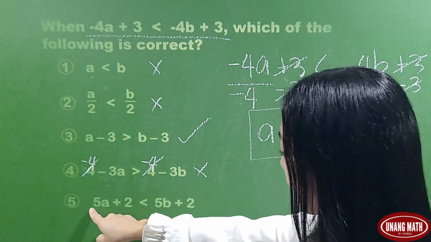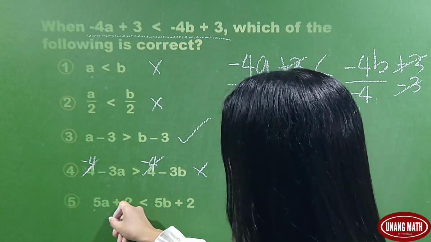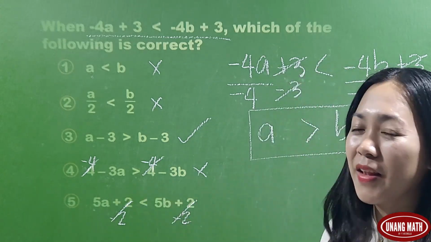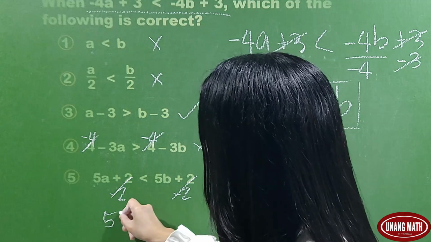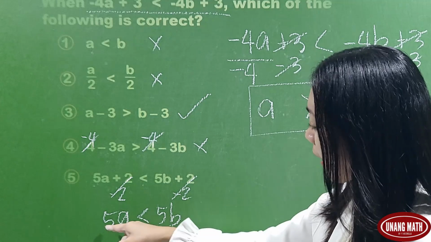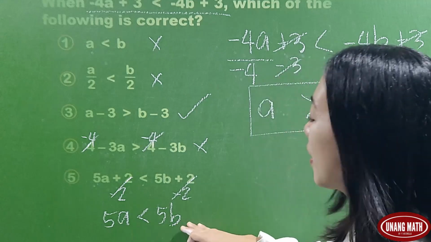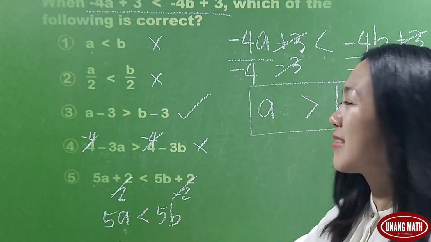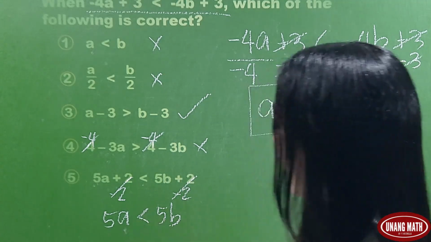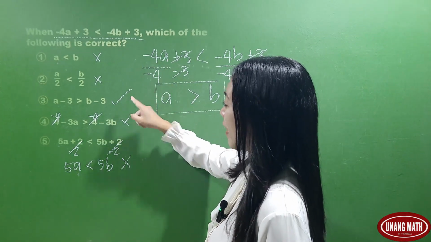For number 5, 5a plus 2 is less than 5b plus 2. So simplify first: subtract 2 on both sides of this inequality. So we only have 5a is less than 5b. We multiplied by positive numbers on both sides of this inequality, so this symbol should be greater than, but this one is less than. So this is not correct. So which of the following is correct? We have number 3.